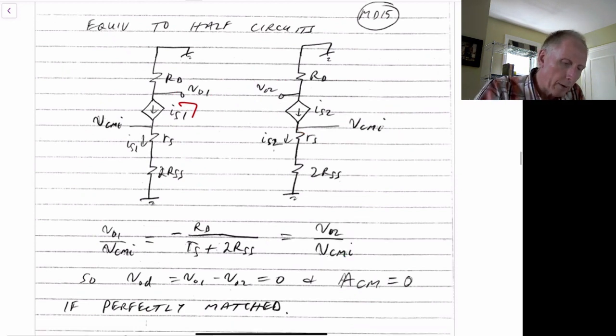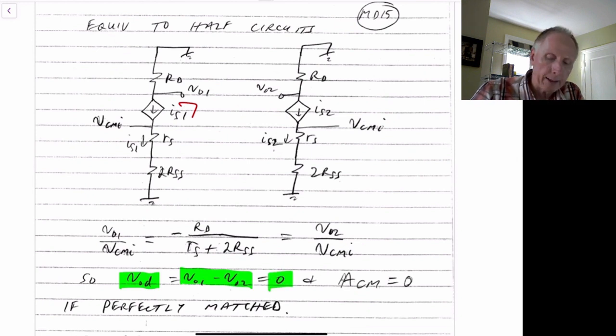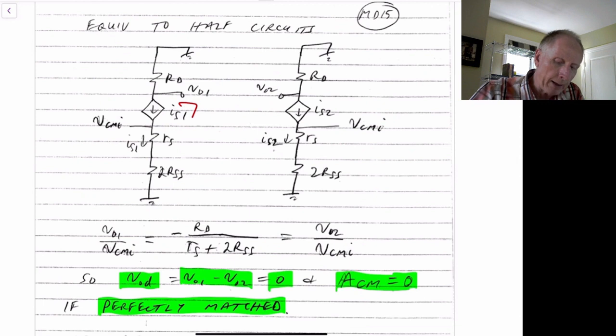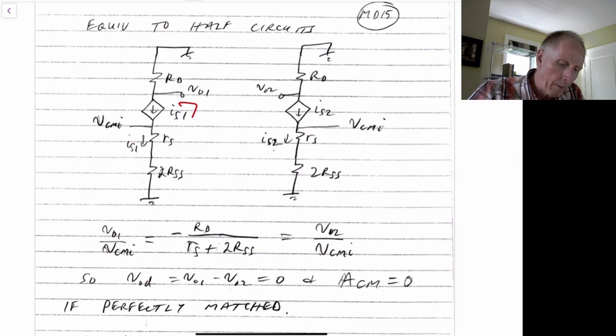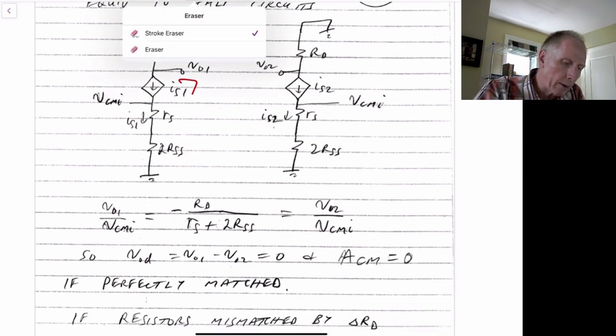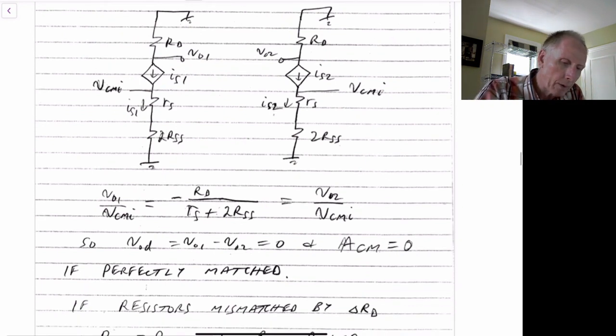So that means that our common mode to differential gain is going to be the difference between those two values, and that's going to equal 0 in this case. So the common mode to differential gain in this case is 0 because the two sides are perfectly matched. If they're perfectly matched, there is no common mode to differential conversion. But of course that's not necessarily going to be the case. We can have a mismatch.